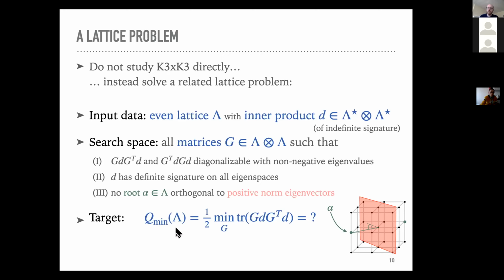So these are very specific requirements which are kind of easy to put on the computer. And moreover, we want to minimize this quantity. We want to minimize the trace of these matrices. So we want to find integer matrices G which satisfy all these constraints and where this combination is as small as possible.